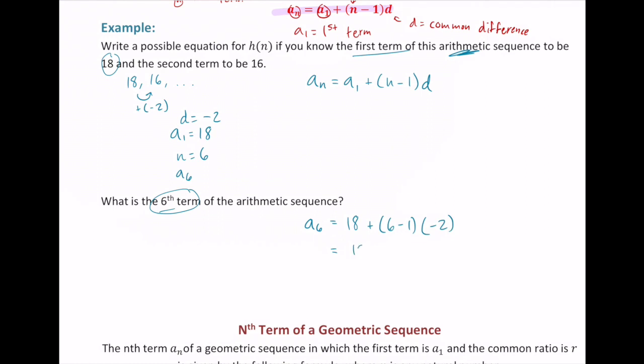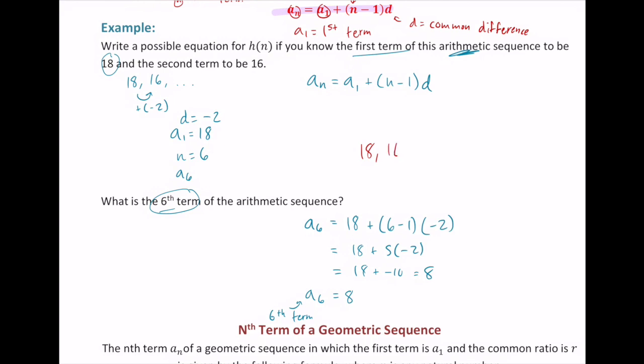So 18 plus 5 times negative 2, so that's 18 plus negative 10, so 8. So what we just discovered here is a sub 6 is 8, where a sub 6 is the 6th term. And let's verify this, because we could totally do the math on here.